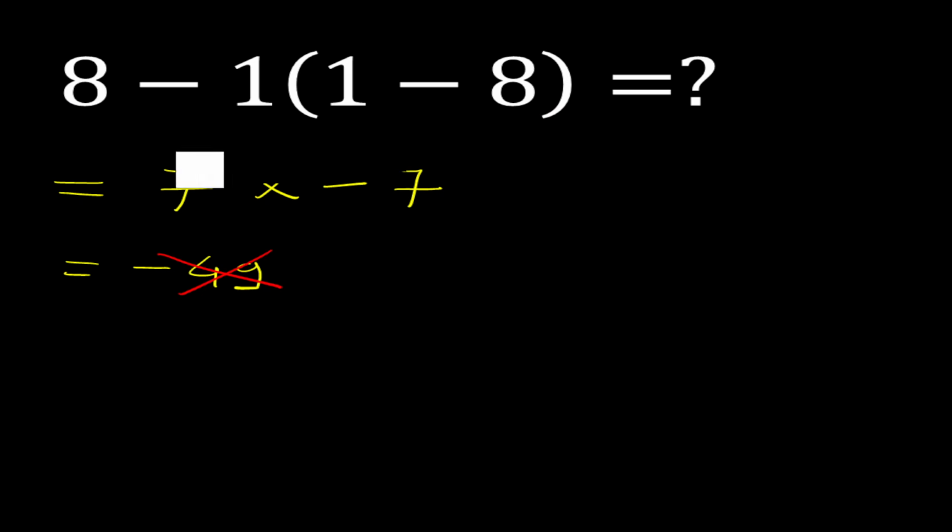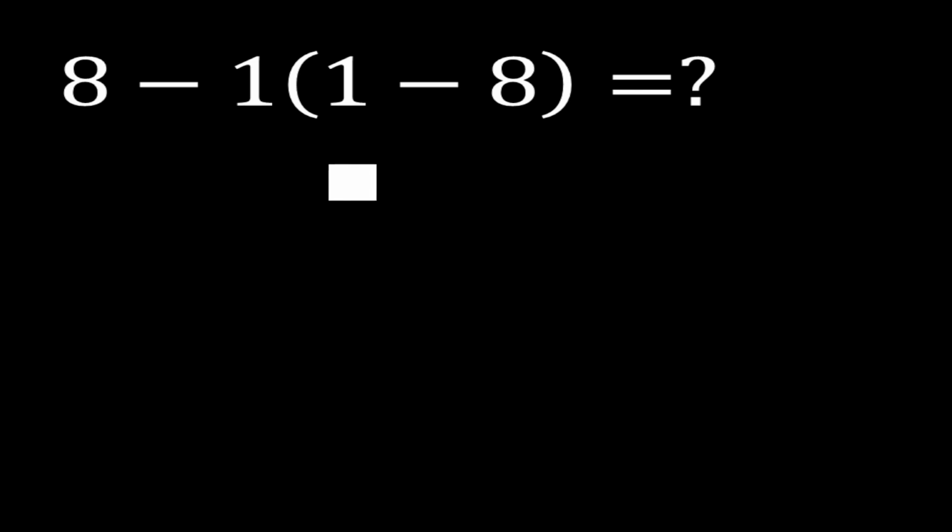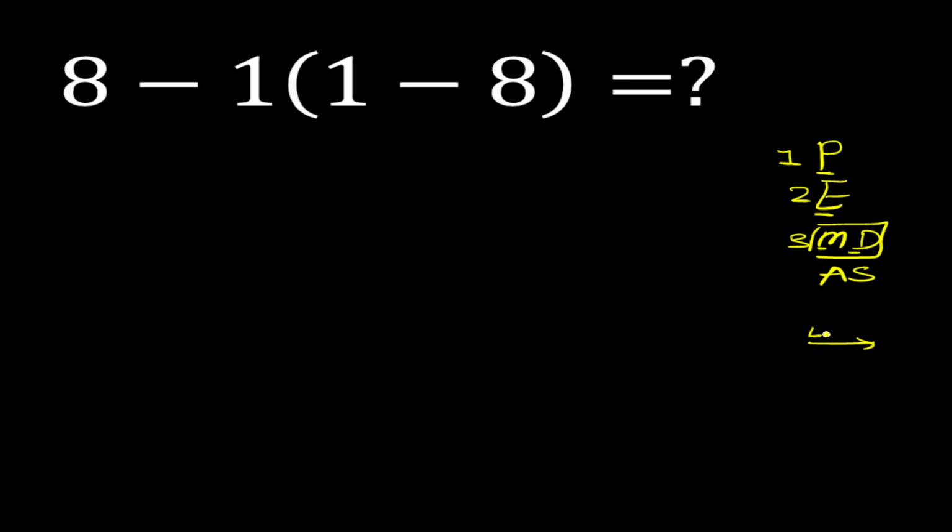So now let's solve this problem correctly by using the PEMDAS rule, right? So PEMDAS: P, E, M, D, A, S. According to PEMDAS, first priority is parentheses, second priority is exponents, third priority is multiplication and division. Here multiplication and division both have equal priority, so we have to solve it from left to right. And fourth and last priority is addition and subtraction. And also addition and subtraction both have equal priority, so we have to solve it from left to right.